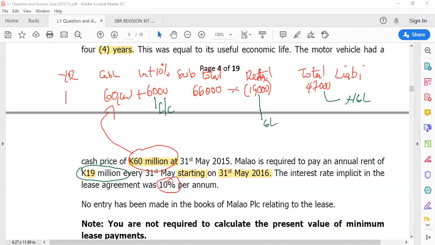What is going to be his current liability? He is going to pay the payment at the end of the year when he has already accrued interest. Now remember, this 19 million contains 10% inside. So remember to remove the interest from the rental amount because you've already charged interest here, the 6 that makes it 66,000. So what do you do to get the current liability? Open brackets, you say 19,000 minus 6,000, which is going to be equal to 13,000. That is your current liability in the SFP. That's how you work it out, because it's paying in arrears. If it was paying in advance, it was not going to be like this. It was going to be different.